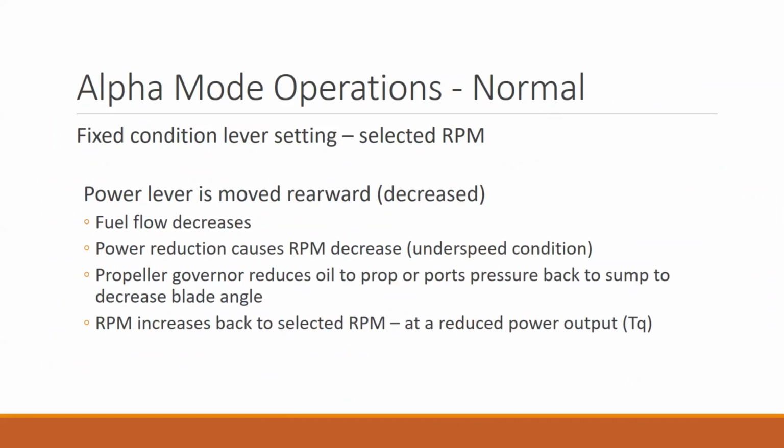If we move our power lever back now, what's going to happen? Fuel flow will decrease. That'll reduce the amount of power the engine's putting out. Remember, we're at a bit higher blade angle. Okay, we drove to a higher blade angle before. Now we're at a higher blade angle. That higher blade angle is going to have more air resistance on it. So that's going to cause, with less fuel flow, less power coming from the engine, the RPM is going to decrease. That's going to put our prop governor into an underspeed condition. And now it's going to port additional oil.